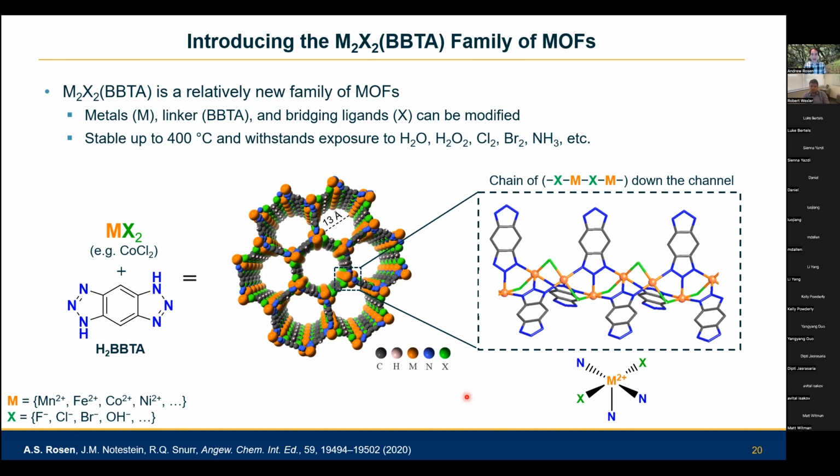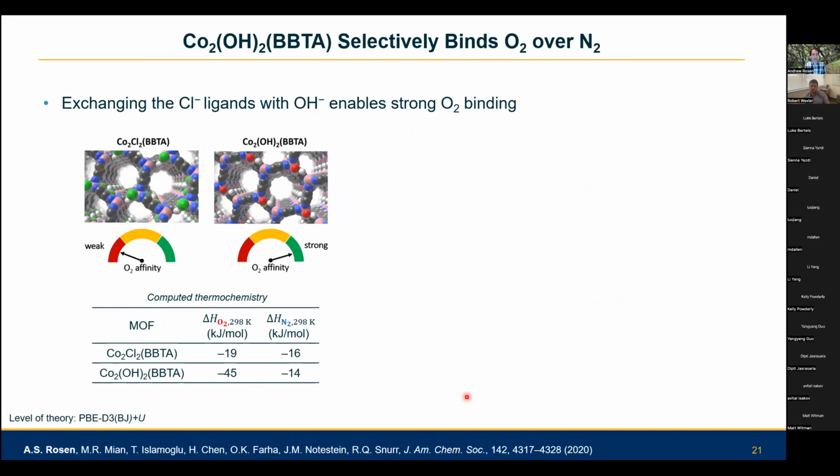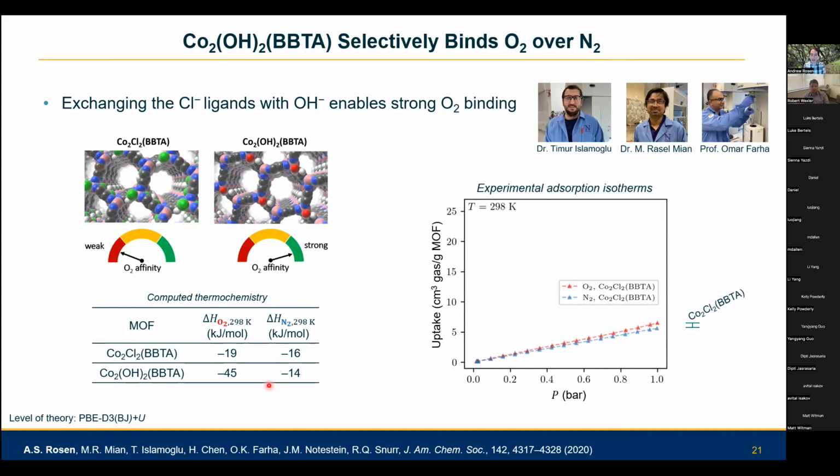And so with that being said, we have this tunable framework that's potentially interesting, and let's revisit those DFT calculations just to refresh our memory. The computed thermochemistry is shown here. For this cobalt chloride framework, again, this material is not predicted to be particularly selective for oxygen over nitrogen, pretty much the same value for the adsorption enthalpies, give or take. Whereas the hydroxide-containing framework is predicted to bind oxygen much more strongly than that of nitrogen. And so with this, I went to my experimental colleagues at Northwestern and Professor Omar Farha's group and asked if they were willing to synthesize, characterize, and test both of these materials, which I'm very grateful that they did. And that's what I'm going to show you in this figure.